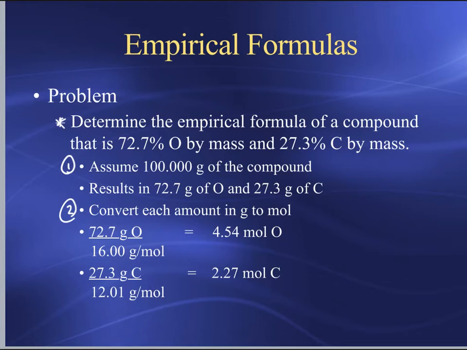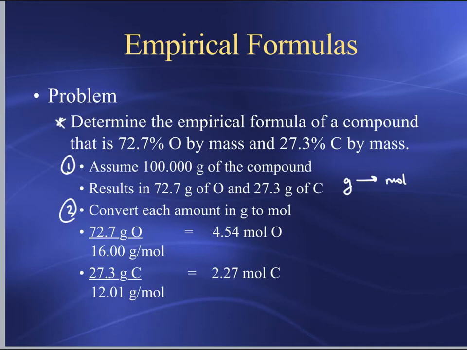We've been spending time talking about how to convert from grams to moles in the last couple sections. Step 1 really is just rewriting the percentages as grams. Step 2, convert each amount in grams to moles. You're going to divide by the molar mass of that particular element. So the 72.7 grams of oxygen divided by 16.00 grams per mole gives us 4.54 moles of oxygen. And if we do that for carbon, 27.3 divided by 12.01 grams per mole, we get 2.27 moles of carbon. So first step, assume 100 grams. Second step, convert grams into moles by dividing by the molar mass of the elements involved.